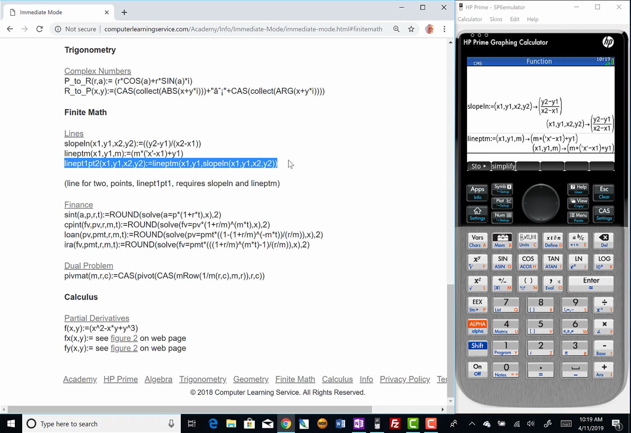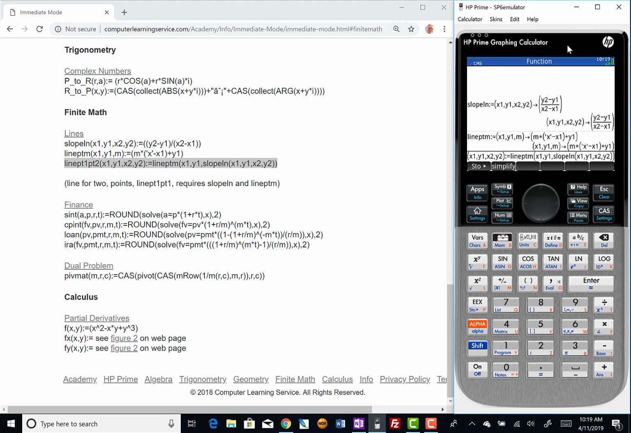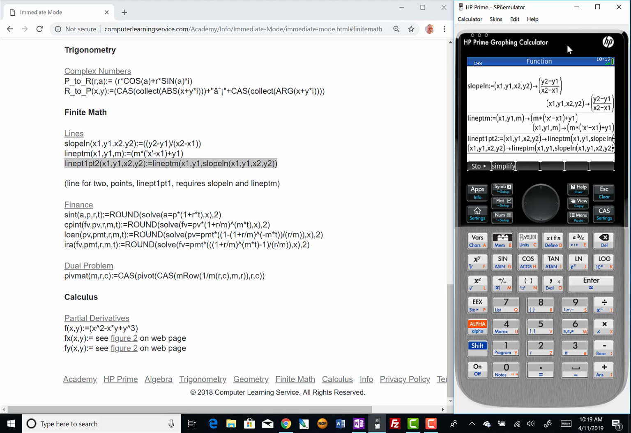We have this formula highlighted already with Control C. Then we'll go over to our calculator and we'll hit Control V. And then we'll press Enter and we have the formula in our calculator.